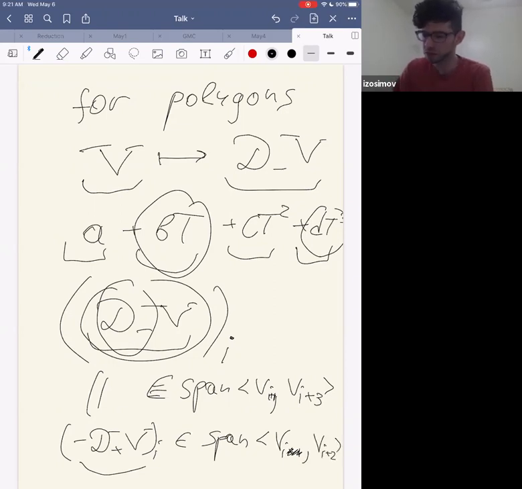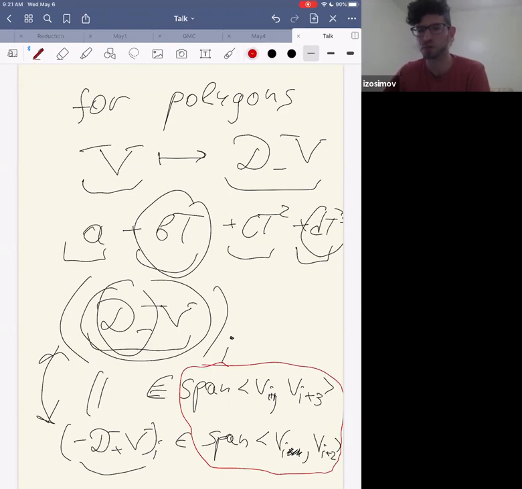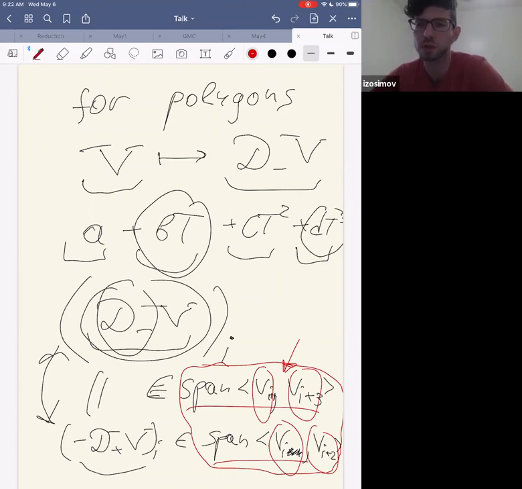So what this means is that d minus V belongs to both of these spans. So it's the intersection of two spans. But the intersection of these two spans is exactly the pentagram map, just by definition. So it's exact, because this span, on the level of the projective plane, is a diagonal joining the vertex Vi plus 1 with Vi plus 3. And this is the diagonal joining Vi and Vi plus something. So up to a shift of indices, this is exactly the pentagram.